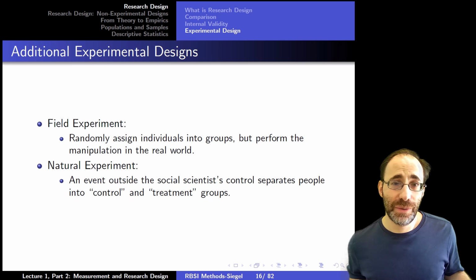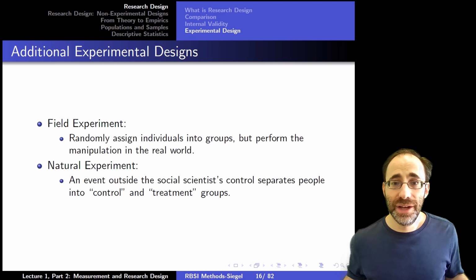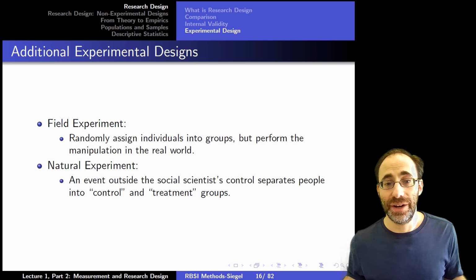In general, the further you go away from the lab type randomization, the more you lose in internal validity, but you might gain a whole lot in external validity. So it can be a trade-off.